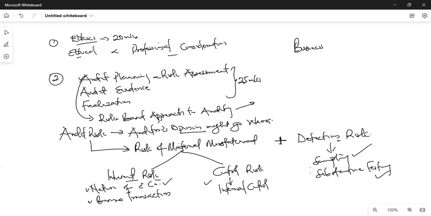Okay. We talked about business risk. Now, business risk: I explained that anything that lets the image or reputation of the company come down, in terms of their revenue, in terms of their reputation and everything.